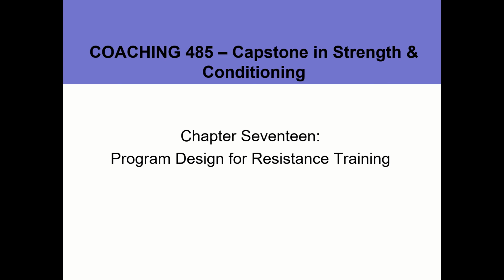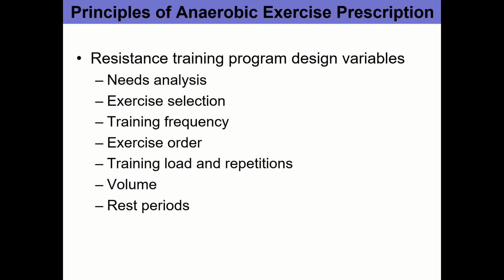In terms of program design, this chapter runs through 7 different steps that you should go through when you're setting up a strength training program for an athlete or for a team of athletes. So here's the basic order of things, and we're going to run through each of these individually.